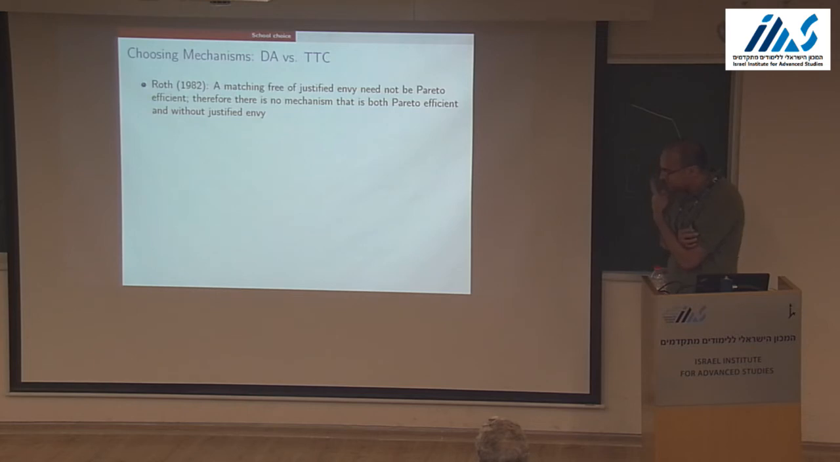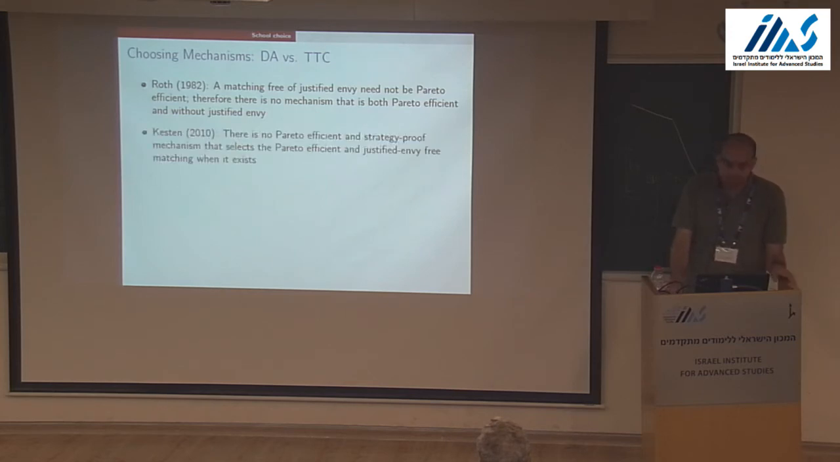So the starting point is there is this tension between getting to an efficient outcome and getting to an outcome that's free of justified envy. And that tension was first shown in an example by Roth in 1982, which said it's possible that we have a matching that's free of justified envy, that's not Pareto efficient. So because that exists, there is no mechanism that is going to be both Pareto efficient and without justified envy.